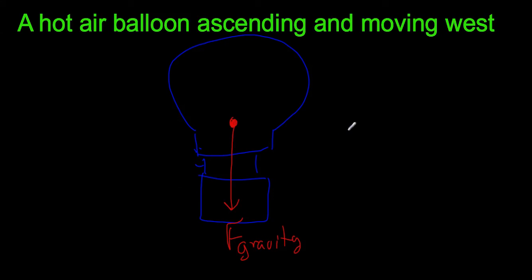Now, a couple different things are happening. This is moving to the west. So you know it's probably something like the wind blowing this. Because hot air balloons really can go up and down as far as what you can control. But the way they move is determined by the wind. So there's probably a force there. And it's also ascending. So we need to have some other force that's acting on this, and that might be the buoyant force, or the lifting force, we'll call it.